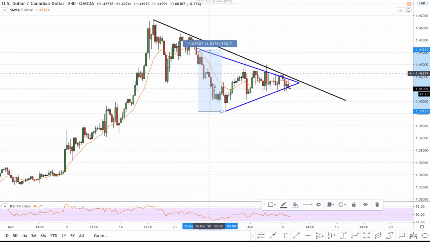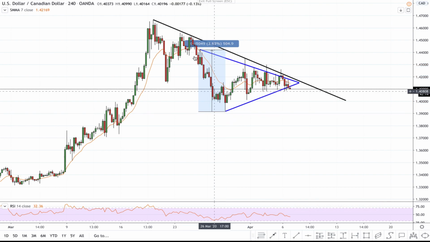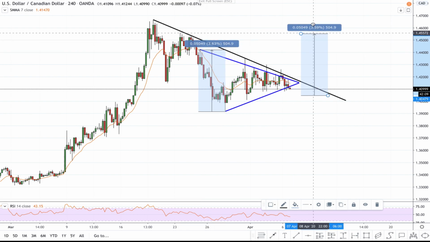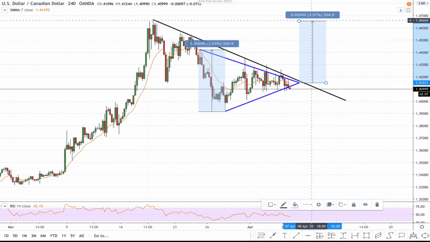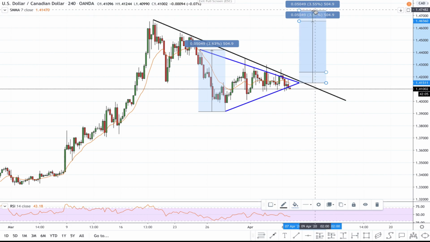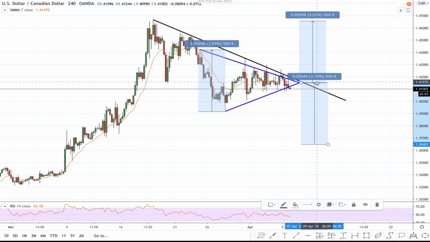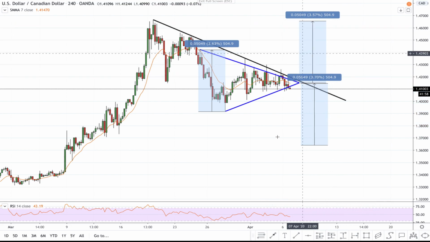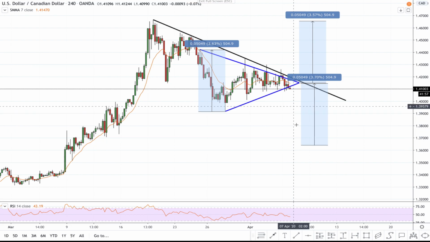Now this is called the mouth. The mouth is on this pair about 500 pips. You need to go from the bottom to the top and measure it. And then what you do is you put that either side of the actual wedge. And this would be your take profit if the market was to break the wedge going up, and this would be your take profit for the market going down.